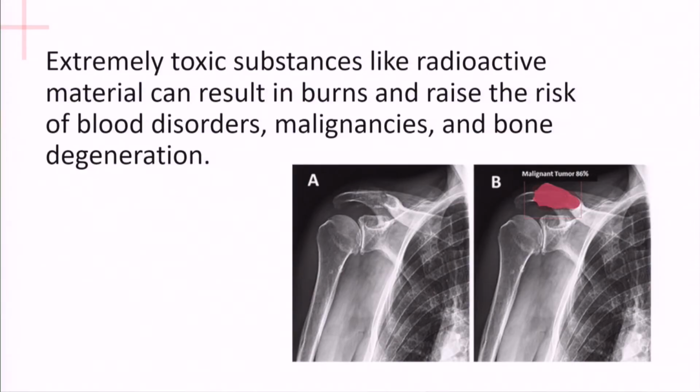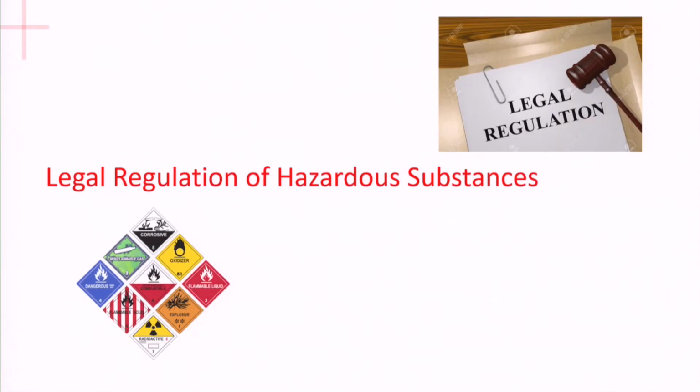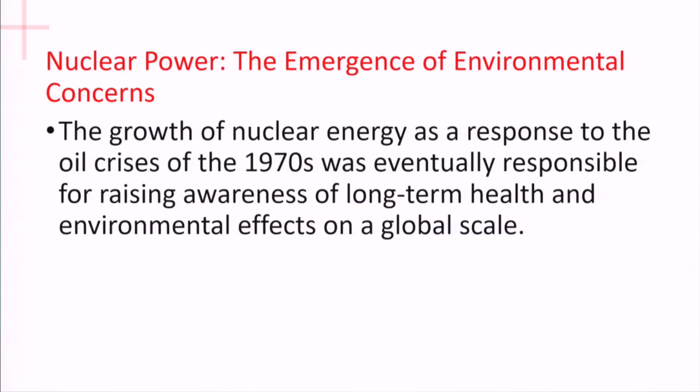Extremely toxic substances can result in burns, raise the risk of blood disorders, malignancies, and also bone degeneration. So, government has come out with various regulations and laws to protect humans as well as the environment. They have also laid down principles on how the hazardous substances need to be handled. So, with the emergence of nuclear power came environmental concerns, and environmental concerns led to legislation.